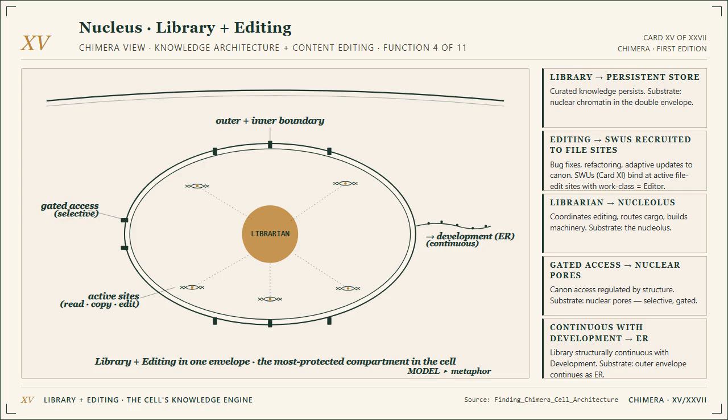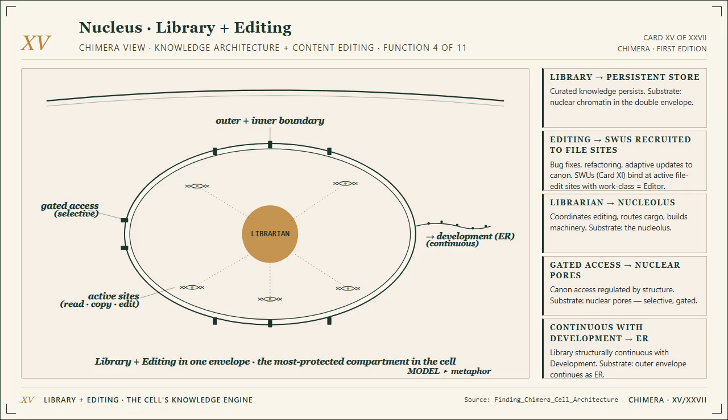Files currently being read, copied, or edited. Each site is marked by a small helix segment with an amber-bound SWU at the active locus. The SWU is the worker primitive, recruited from cytoplasm substrate to this site. Work class equals editor. Dashed lines connect each site to the librarian, showing the responsibility relationship. The librarian owns the work. The SWUs bound at the sites execute. Same proximity typing pattern that surfaces everywhere. Generic worker, class determined by where it binds.